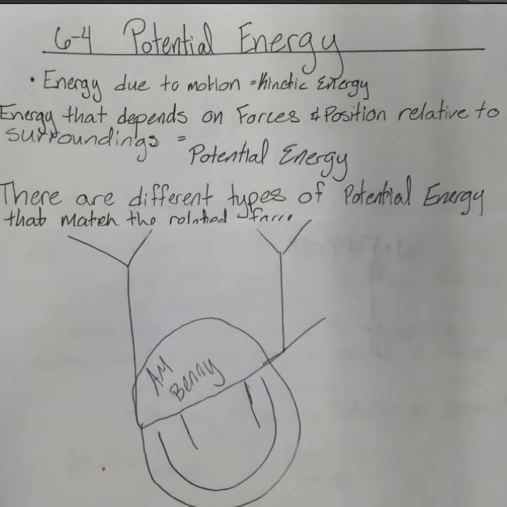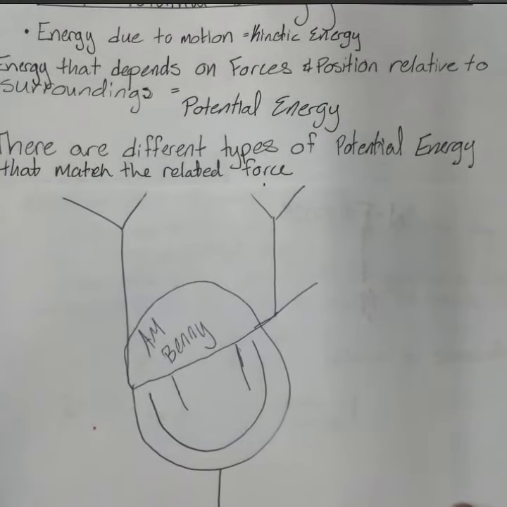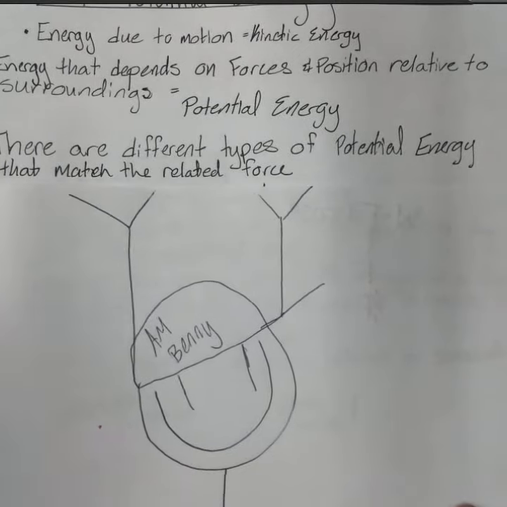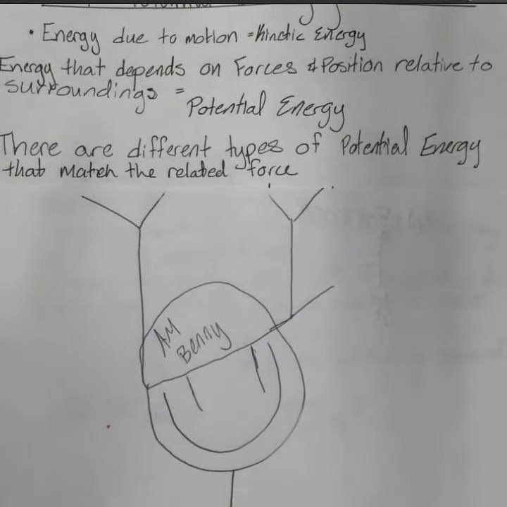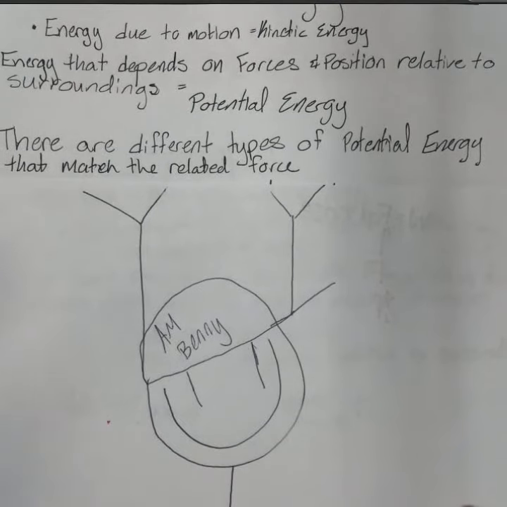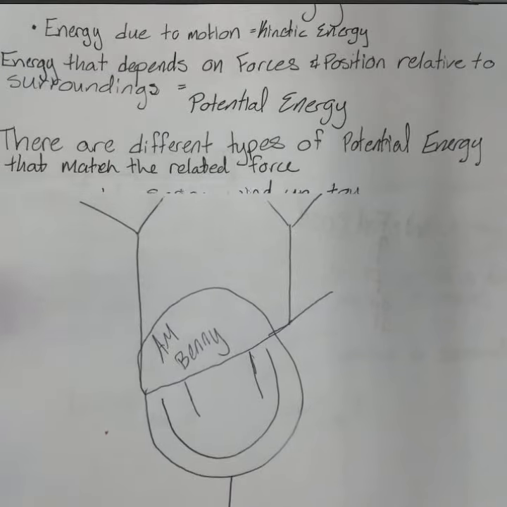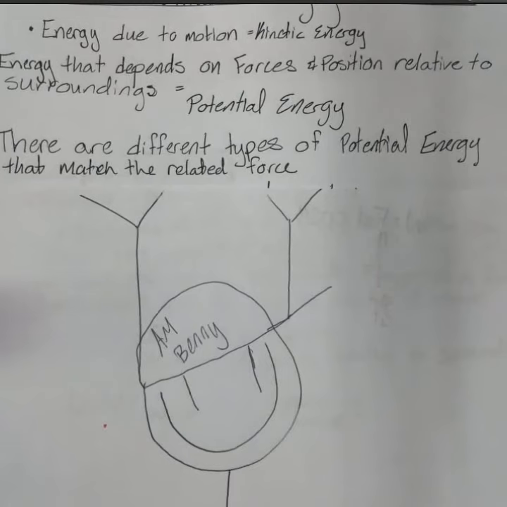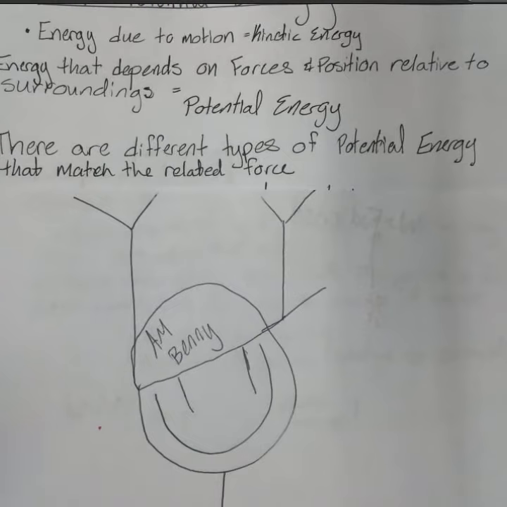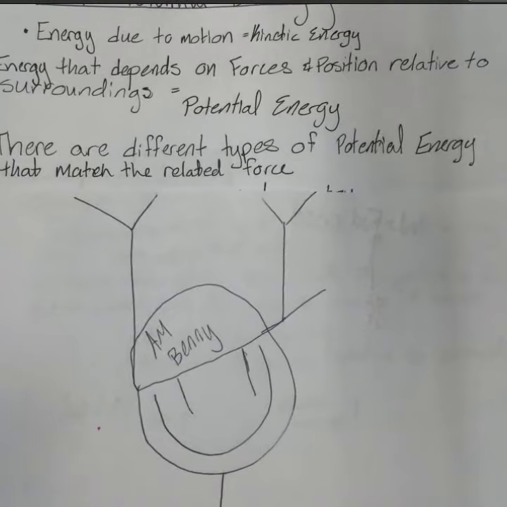There's a bunch of different types of potential energies that match their related forces. We're going to be talking predominantly about gravitational potential energy, or the force of gravity and its potential to do work due to its position. And we'll also be talking about elastic potential energy, or the potential for a spring or spring-like object to be able to do work depending on the force of the spring constant, or the force of the spring.